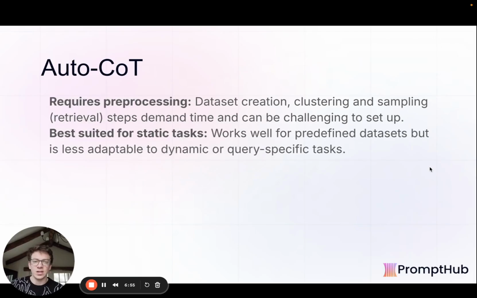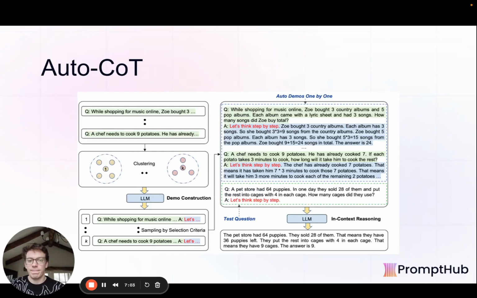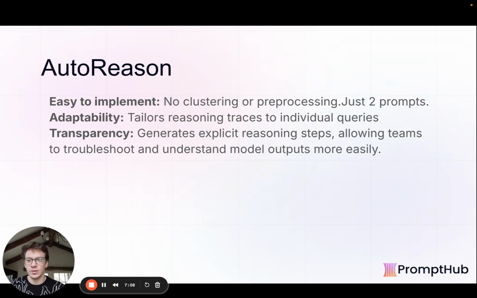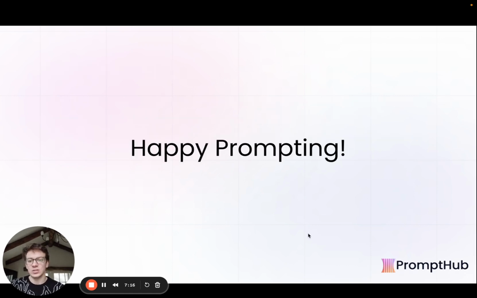So it requires data set creation, clustering, sampling, retrieval, all this stuff. It does get diverse examples, which is really important for few-shot prompting, but it's a lot of setup. Here's the flow, and it'll be linked below as well via our overview. And for those reasons, I really like AutoReason because it's easy to implement, it's adaptable, transparent, and there's a lot you can do with it. And so I hope that helps.